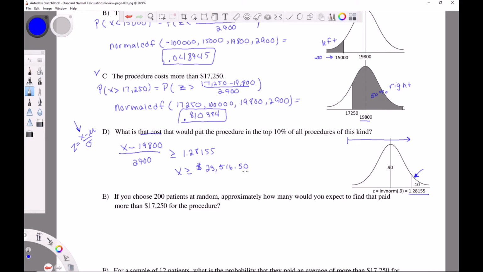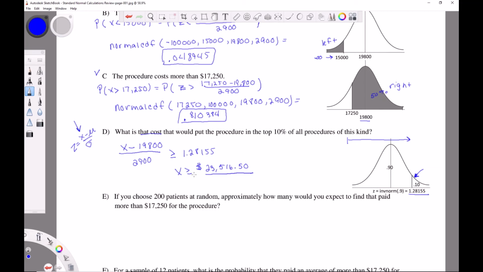So anywhere this much or higher would represent you being in the top 10%. Now, it didn't use the word minimum. If it had used the word minimum, then this would be my answer, and I would have just equal to instead of an inequality. Okay?